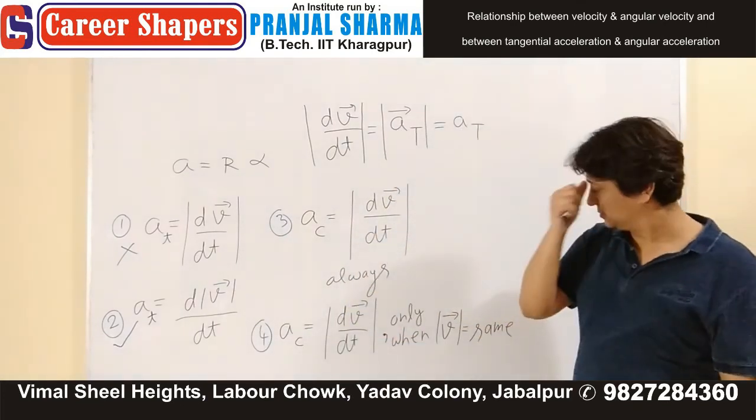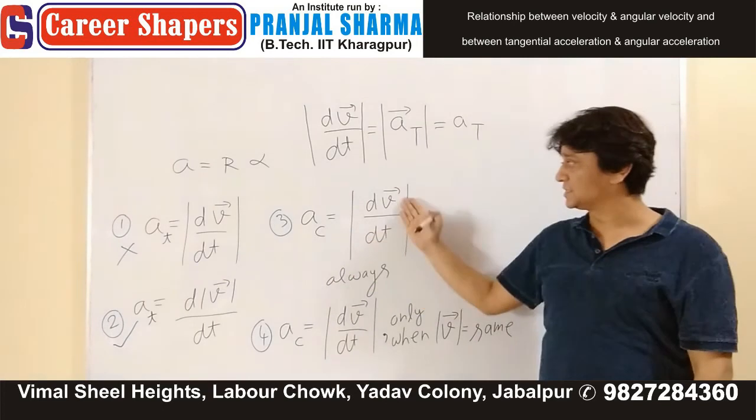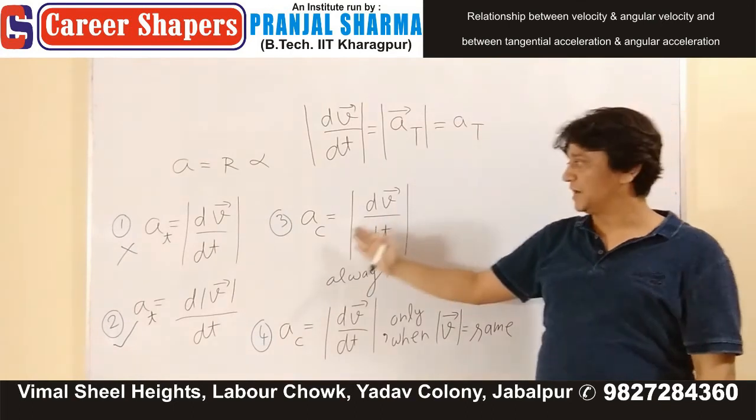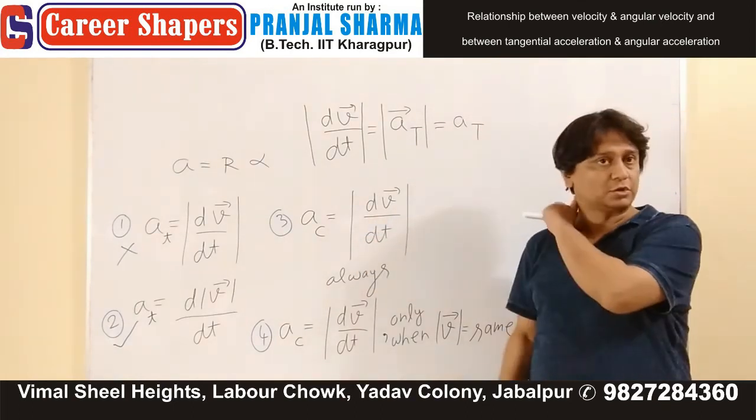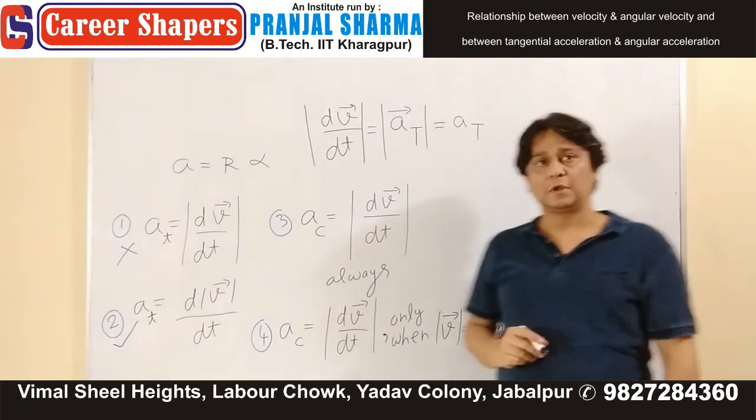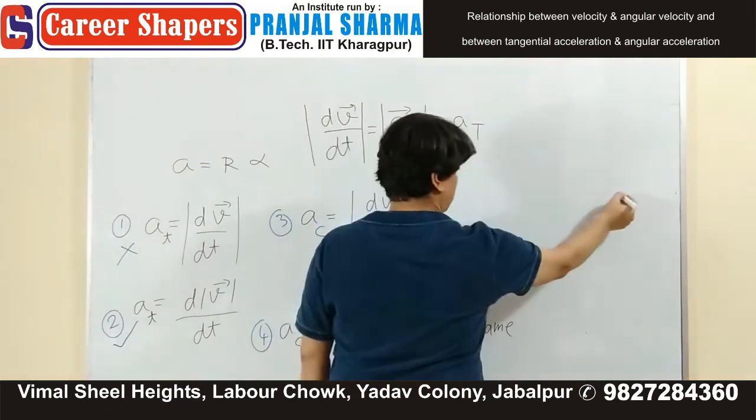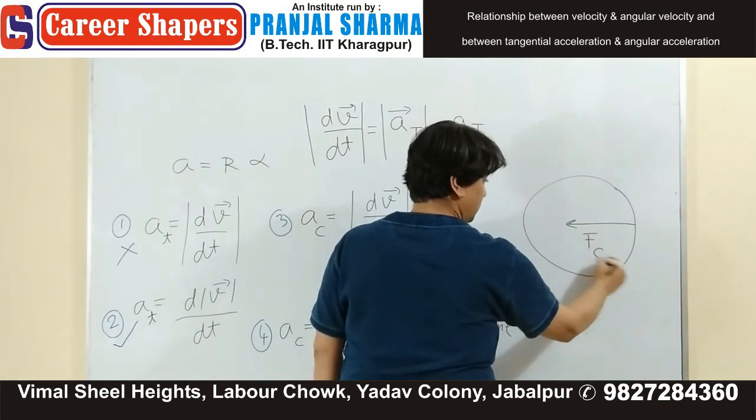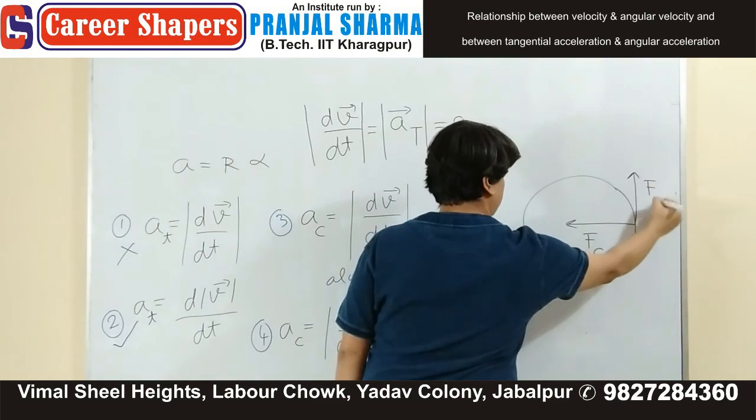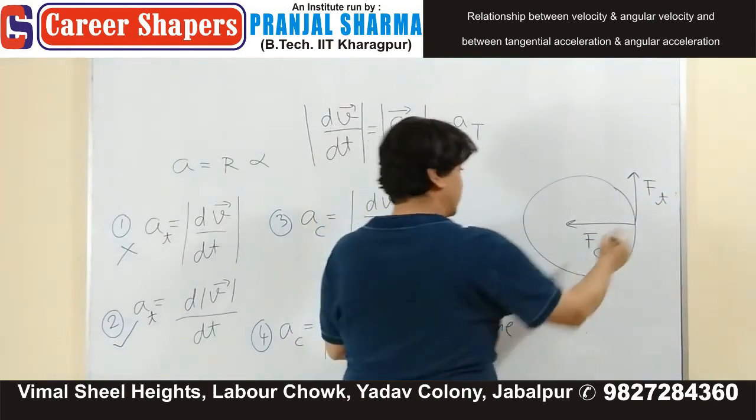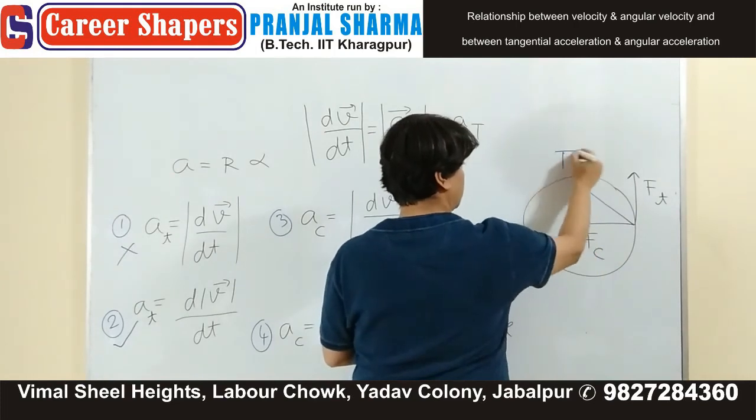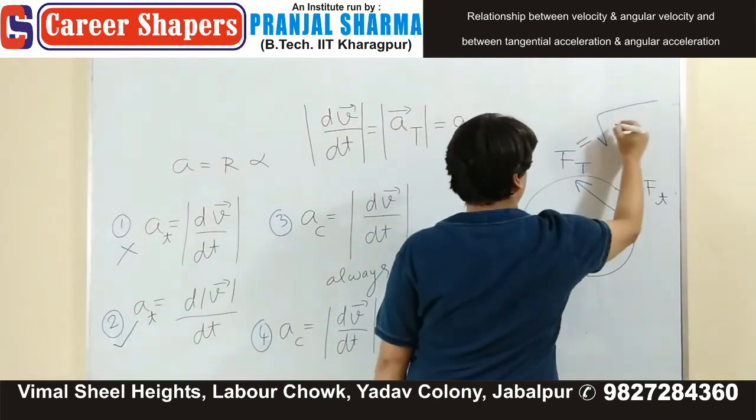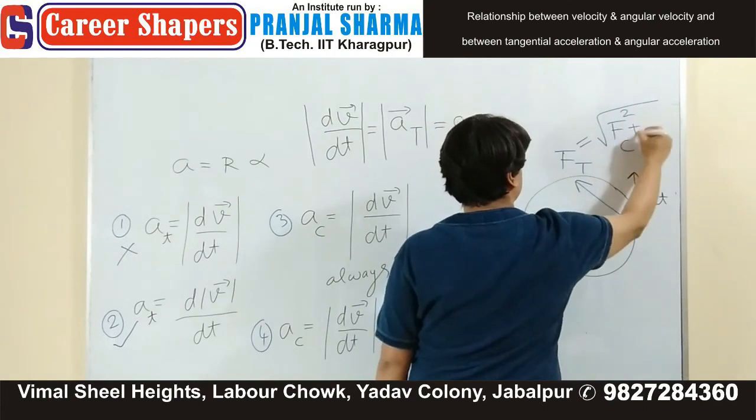Now coming here. What does this say? This says AC is dv by dt. Basically, what does this say? AC is AT. No, brother, is centripetal always the total acceleration? No. We did this in the last lecture. One force was acting here, that was FC. One force was acting here, which was FT, and the resultant was acting in this direction, which was called FT. This we did in last class, and FT was root over FC square plus FT square.